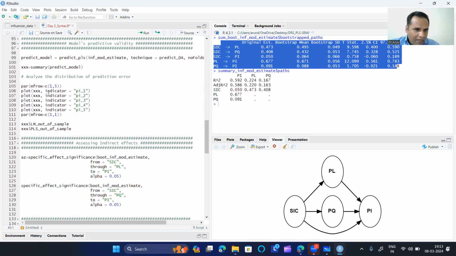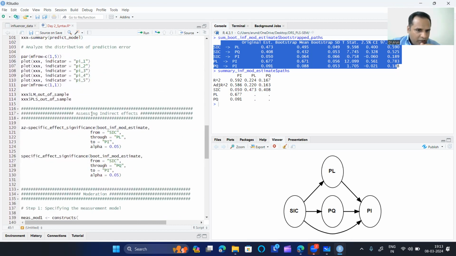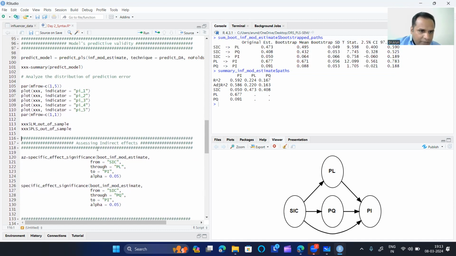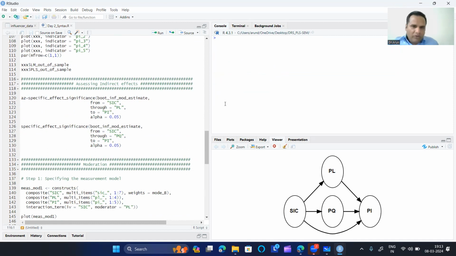So now what I'll do, I'm skipping all these lines, and straight away I'm checking for the indirect effect. Let me copy this line and keep it up. But I'll do it on my own, and later I'll send you the file. So let us assess the indirect effect, my friends. I'll tell you one interesting fact. All of you just pay attention.